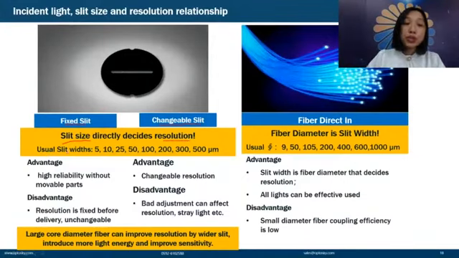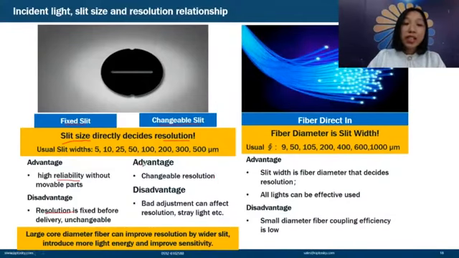We have usual slit widths like 5 micrometers, 10, 25, 50, 100, 200, 300, and 500 micrometers. We need to emphasize the advantage of the fixed slit. The fixed slit has no movable parts, so reliability is better. However, the disadvantage is the resolution is fixed before delivery. It cannot be changed according to customers' different applications.